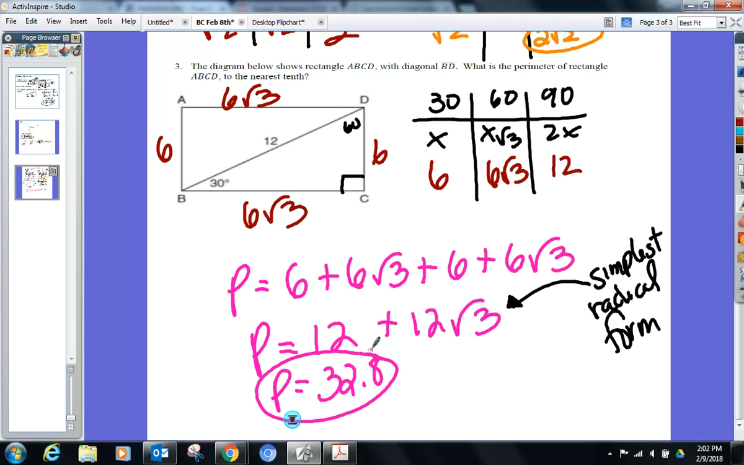Other questions or comments? All right. You might as well get started on the 5 problems in the packet. And if you get done early, you can go to the book.